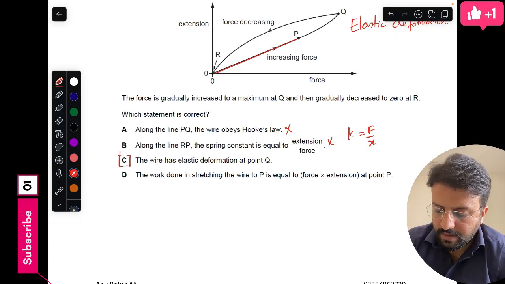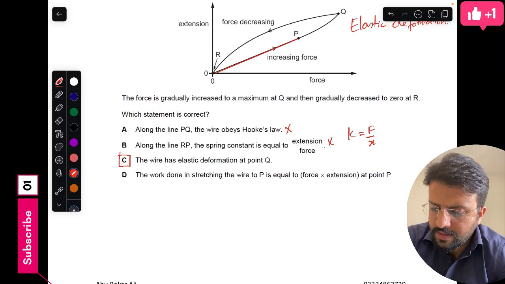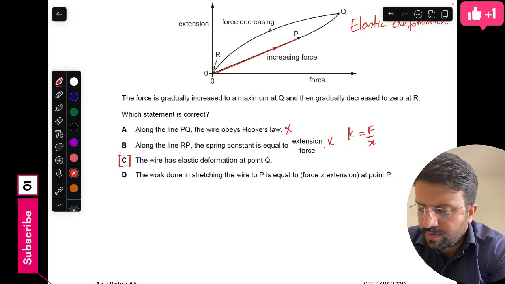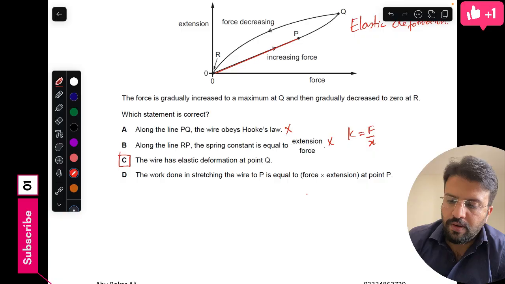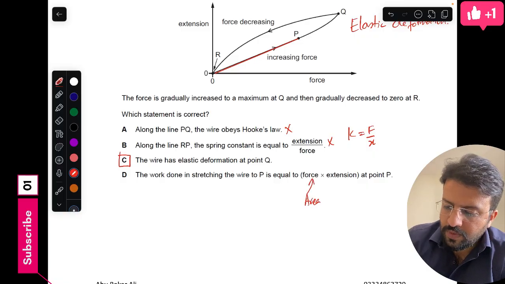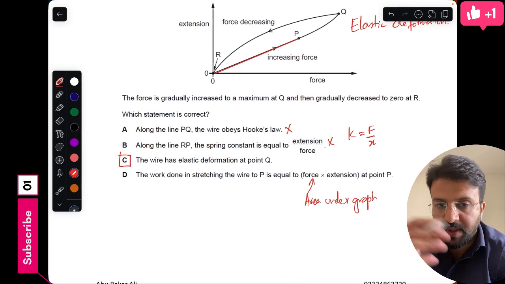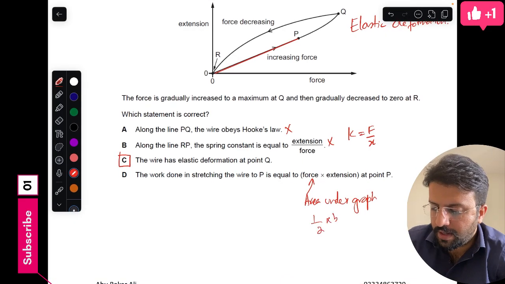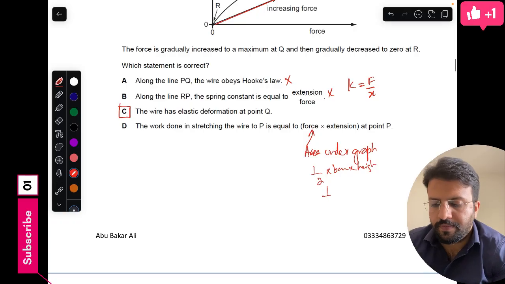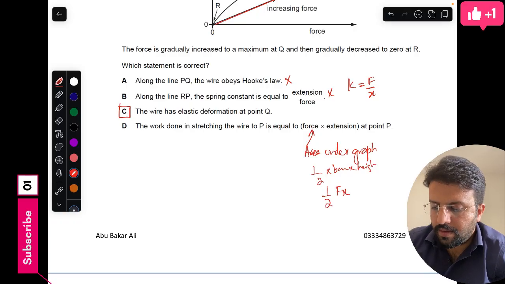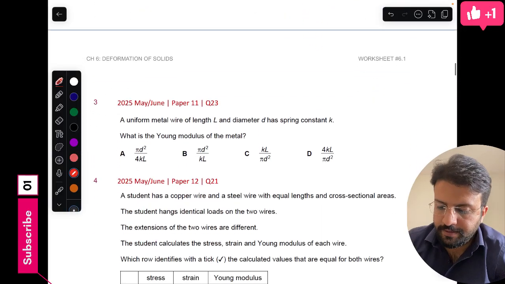Let's see the D part as well. The work done in stretching the wire to P is equal to force times extension. No, work done is equal to the area under the graph. For the limit of proportionality, the area under the graph will be one half base times height, so it is one half F times x. So it's not that option. Option C is correct.